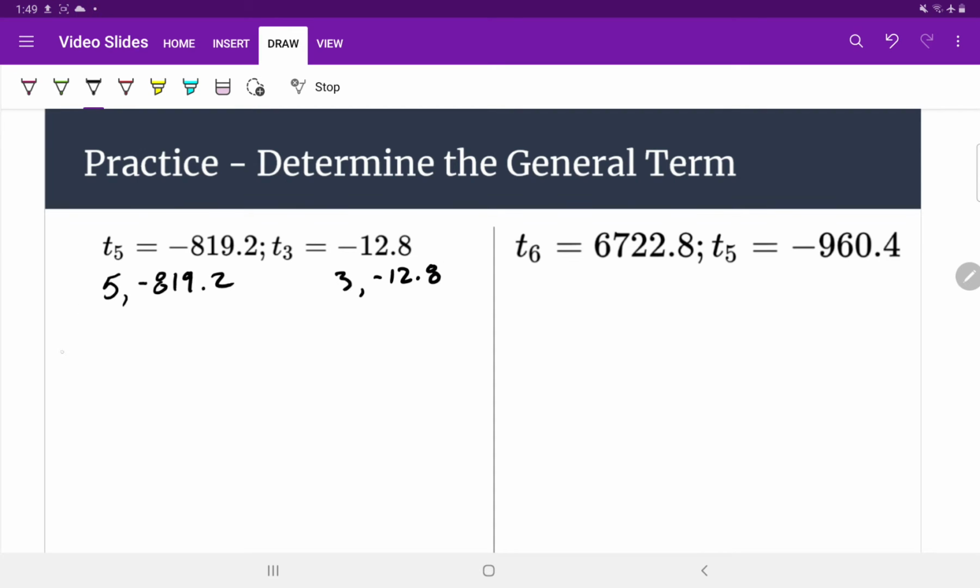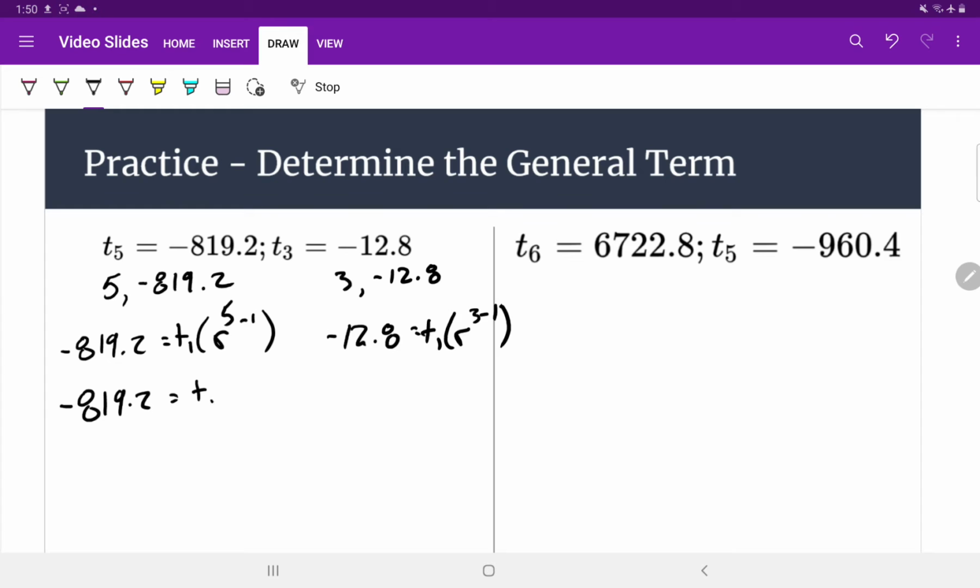So I'm going to say negative 819.2 is equal to T1 times r to the n minus 1, where n is actually 5. And then negative 12.8 is T1 times r, and this is going to be term 3, so 3 minus 1. So I can simplify this as negative 819.2 is equal to T1 times r to the 4th, and negative 12.8 is equal to T1 times r squared.